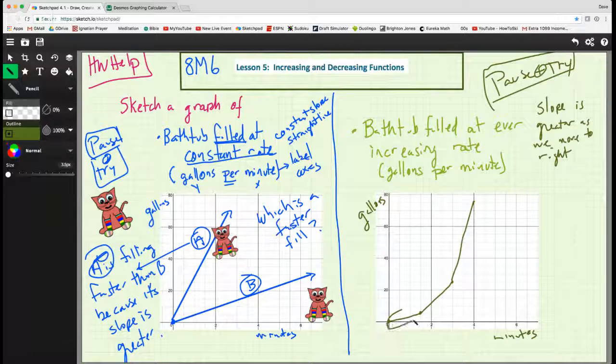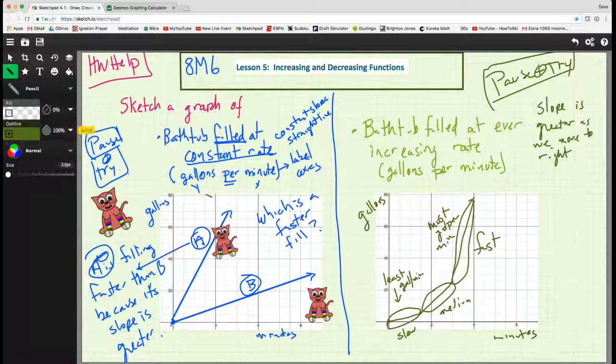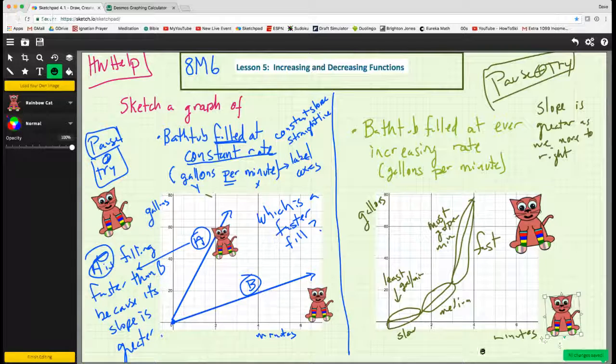So what you can see is we have slow, medium, and fast. Gallons per minute. This is going to have the least. This is going to have more gallons per minute. And this is going to have the most gallons per minute. Happy cat, happy cat, happy cat.